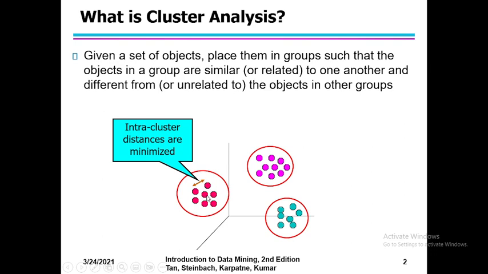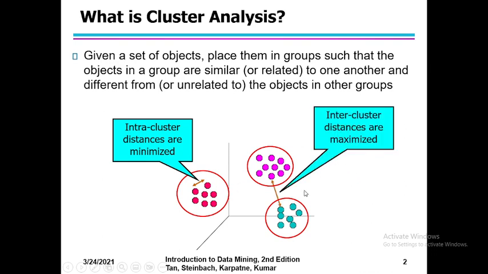The other objective is that the inter-cluster distances are maximized. For example, if this is one cluster and this is another cluster, the distance between these two clusters should be maximized. This is called inter-cluster, and that is called intra-cluster. Intra means within, inter means outside. You need to maintain these two rules whenever you are doing cluster analysis.